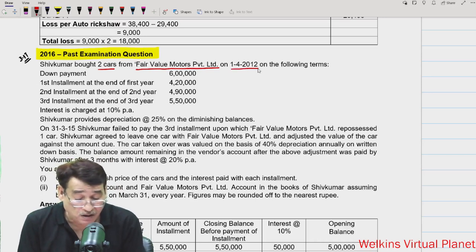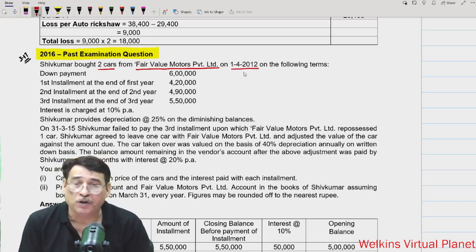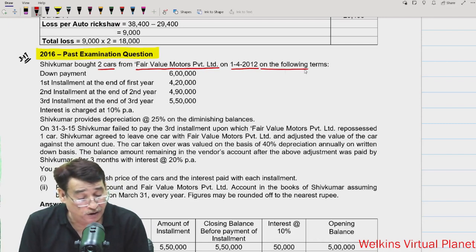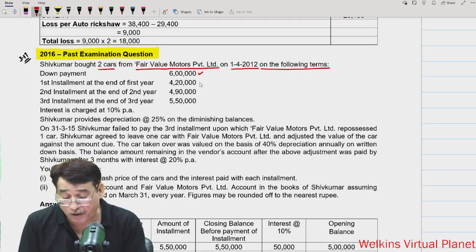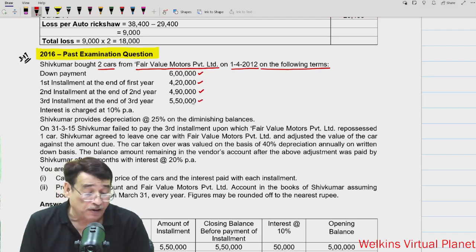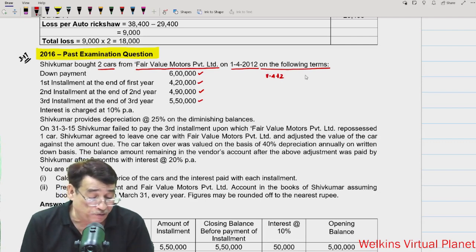And these cars have been bought on this particular date, 1/4/2012, and on the following terms. So this time we have down payment, first installment, second installment, and third installment. Because in this particular case, the story is beginning from 1/4/2012, correct? So our first year will end on 31/3/2013. Our second year will end on 31/3/2014. And quite obviously, our third year will end on 31/3/2015.